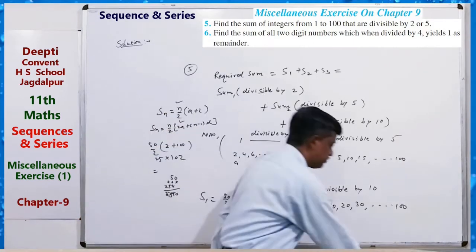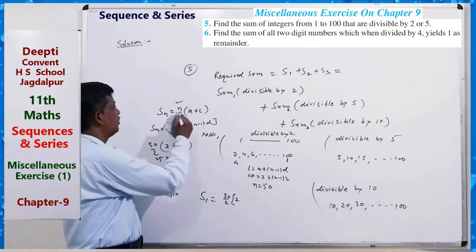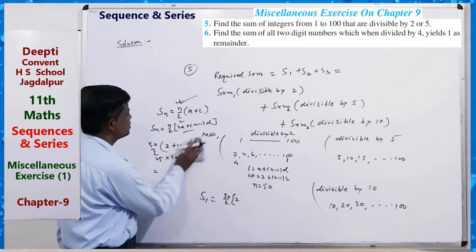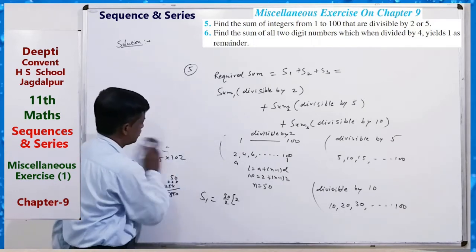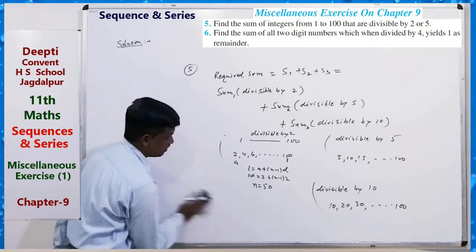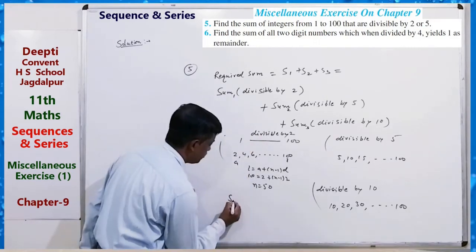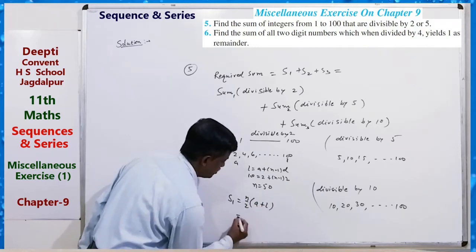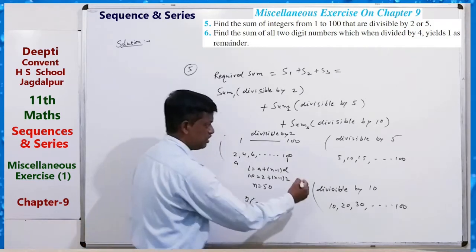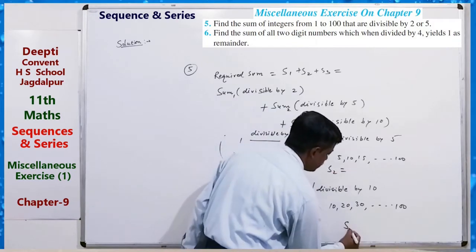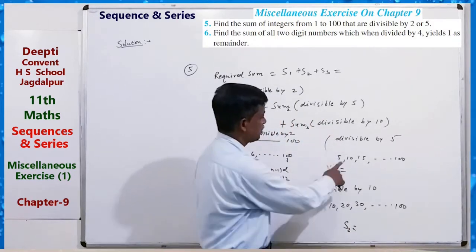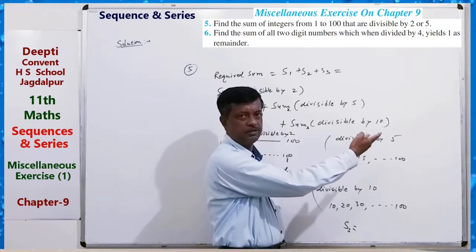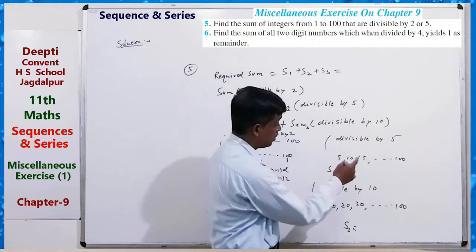So you can use this formula or this formula; any of the formulas you can use. This is easy for solving. So you can get S1 from here by n by 2 into a plus l, which gives 2550. Similarly, S2 you can find, S3 you can find. Here the first term will be 5 and the common difference 5. Last term 100. So 5 plus 100, and the number of terms.